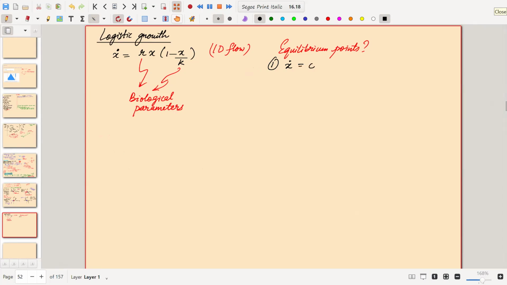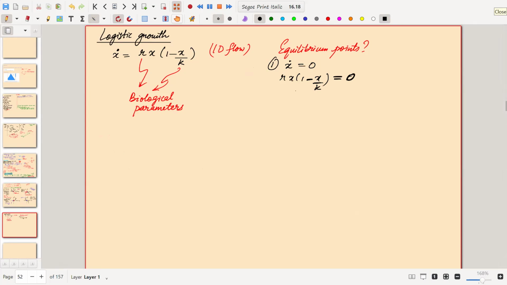So x dot equal to 0. What is x dot? X dot is given as r into x into 1 minus x by k, equal to 0. That is already given to you. So therefore, you just set it to 0.